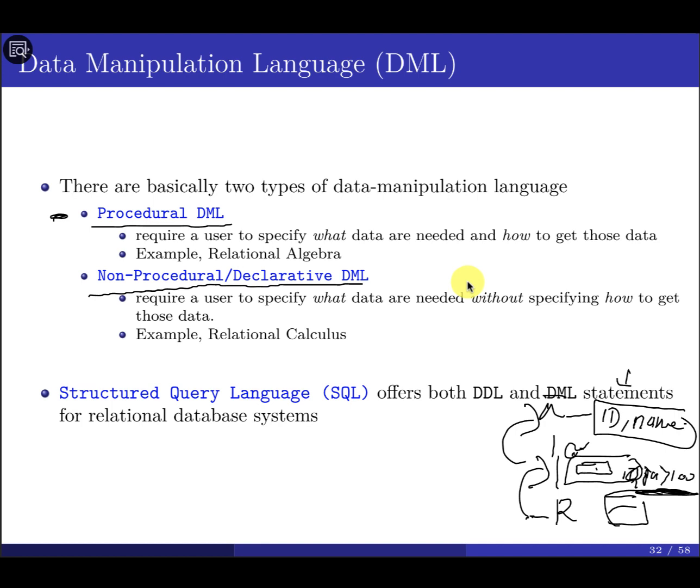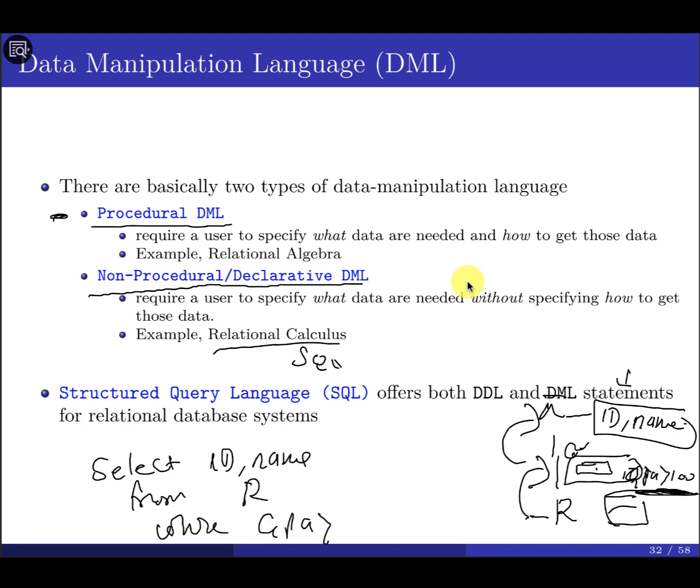The other type of the data manipulation language is called declarative data manipulation language. This one requires the user to specify what data is needed, but I'm not going to tell you exactly how you could get the data. So in this case, it's better to say SQL. SQL is easy to write a query in. I can say select, let's say ID and name from relation R, where the GPA is greater than 1.00. Here's the declarative language. What I've done here is tell the system this information that I need, and go ahead and find the best way to execute it, or find how you could come up with this result.